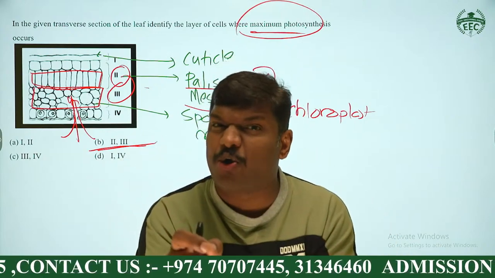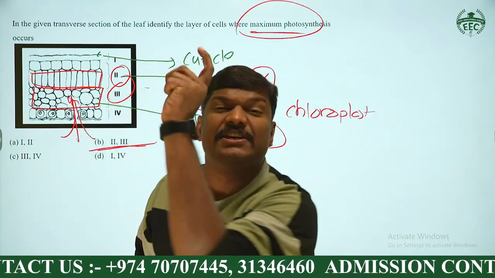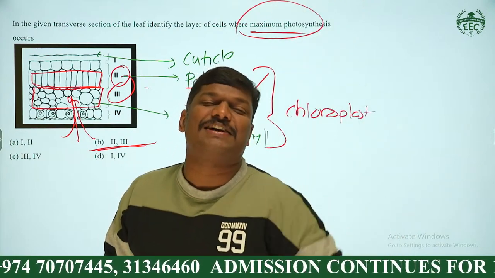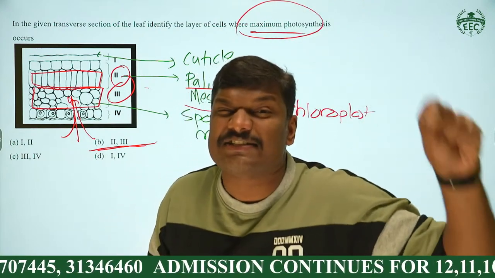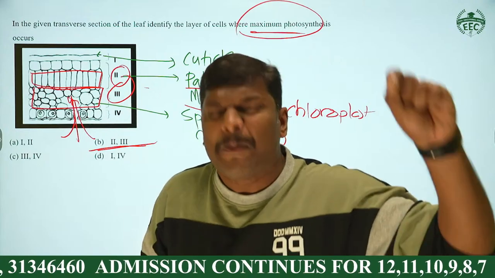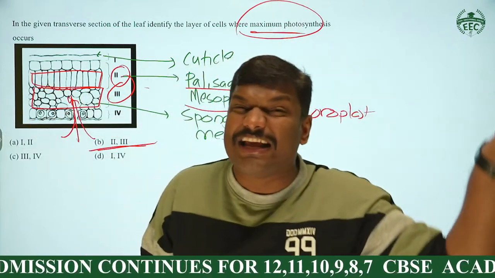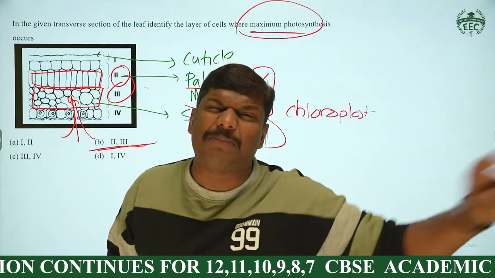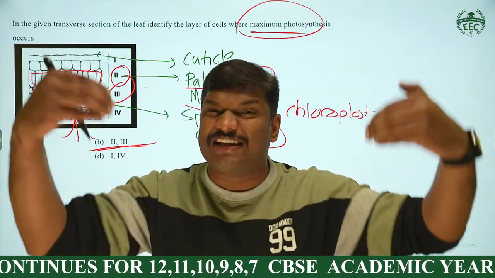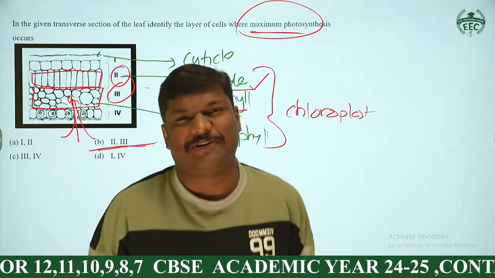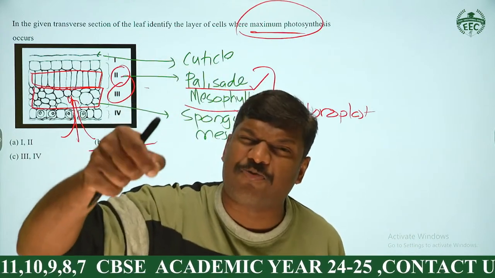You must be thorough with the photosynthesis equation: 6CO2 plus 12H2O, in the presence of sunlight and chlorophyll, gives C6H12O6, glucose, plus 6O2 plus 6H2O. That is the balanced chemical equation of photosynthesis. You must study the steps in photosynthesis, my dear student. Absorption of sunlight by chlorophyll is the first step.